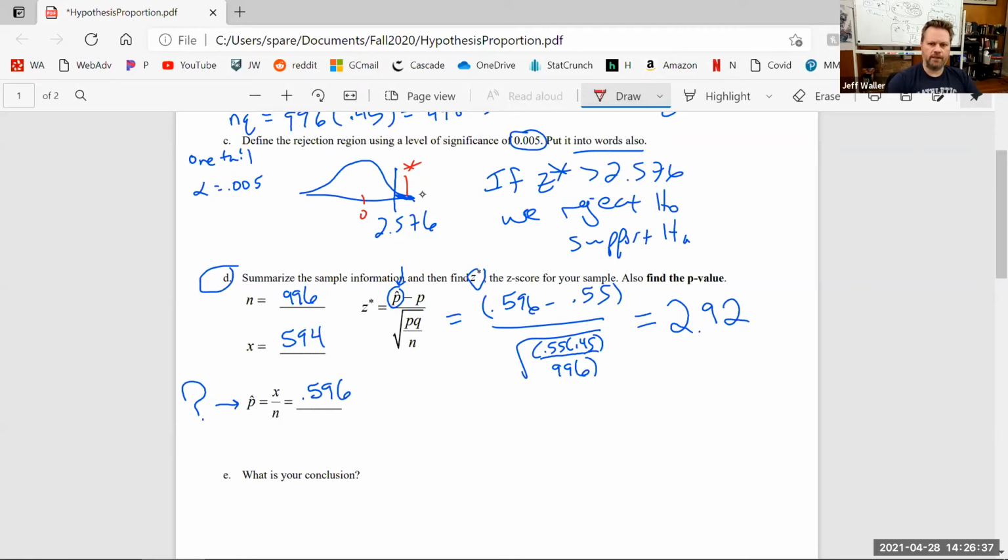We found evidence. We found a sample that is so far away from 55% that it most likely is more than 55%. So we can reject the null, we can support the Ha.